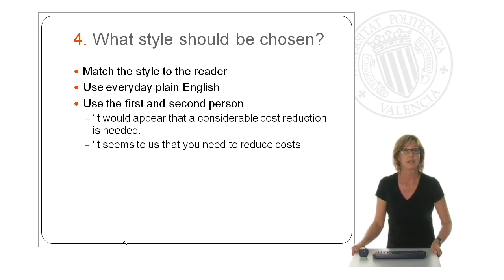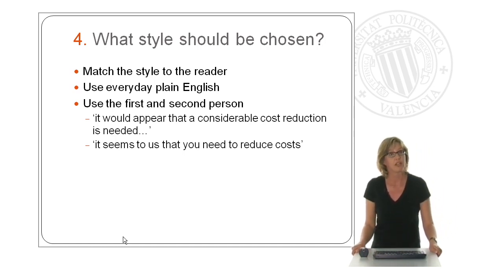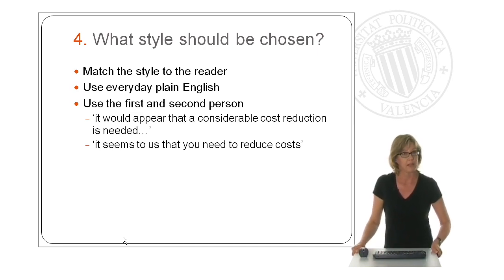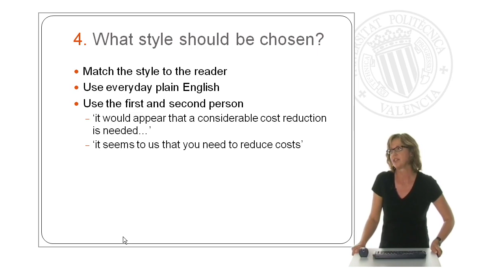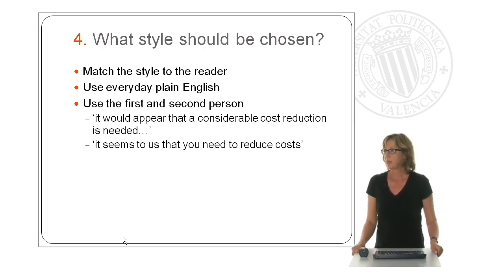Use the first and the second person. It's friendlier and more natural to say I or we when you're writing on behalf of your company. You should also use you to refer to your reader. Have a look at the examples on the screen. It would appear that a considerable cost reduction is needed. And compare that to it seems to us that you need to reduce costs.